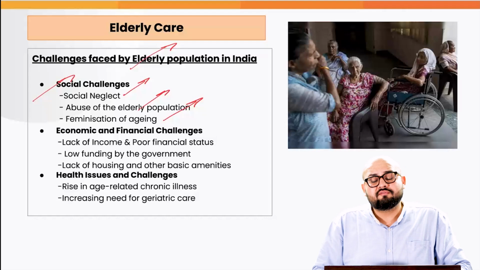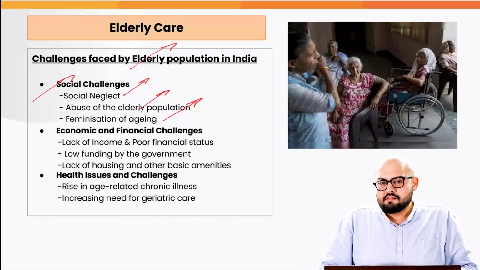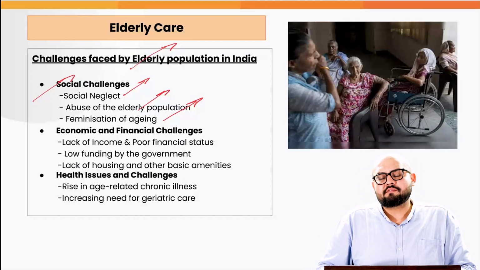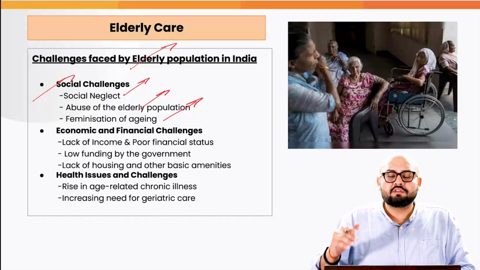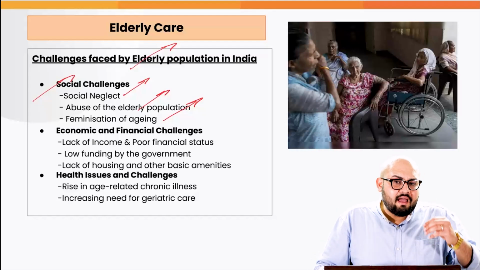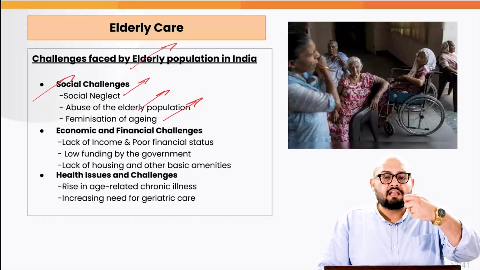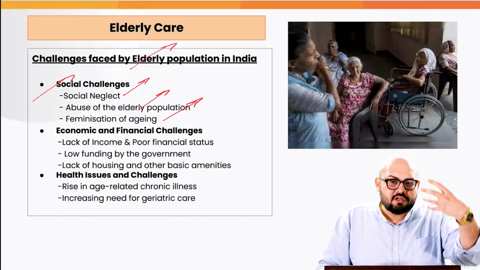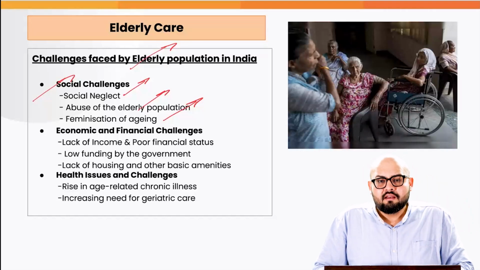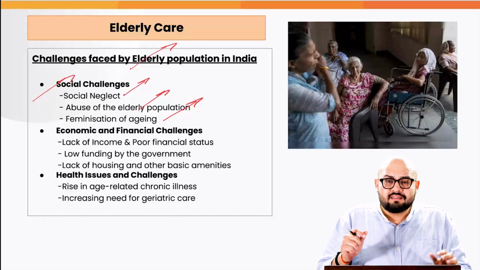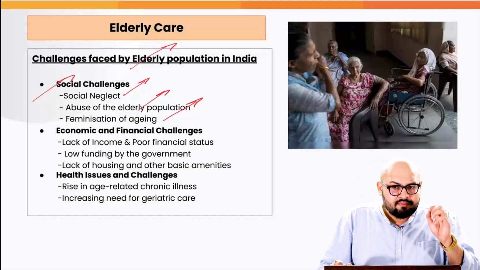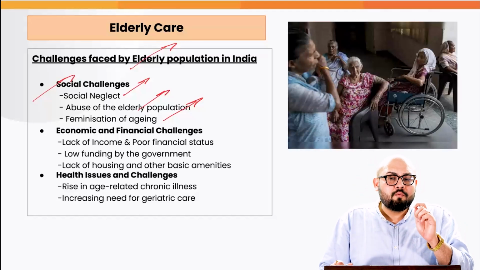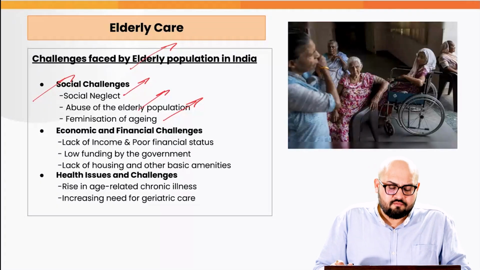Next aspect is that of the feminization of aging. Again, understand, the average life expectancy of women in the country is more than that of men. And if you combine this fact with the kind of social structure we have in society, there are already social biases against women. Now, if you combine these two things, what you would see is that there is feminization of aging, and that leads to a condition which is very sad for old age women in the country.